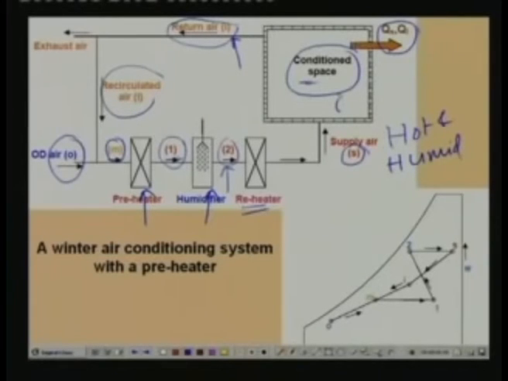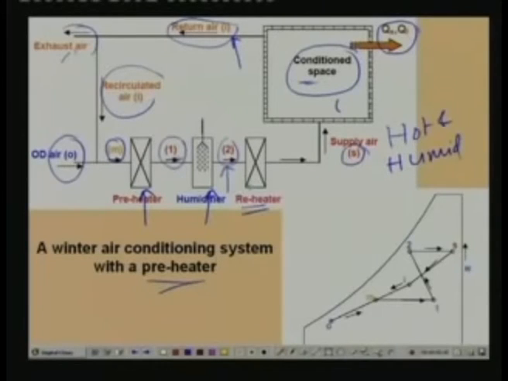Some amount of return air is thrown out. This amount is equal to the outdoor air which is required for ventilation purposes, and the remaining amount is recirculated. Again the recirculated air comes here, it mixes with the outdoor air, and again the mixed air flows through the preheater, humidifier, reheater, etc. The cycle continues. So this is one typical winter air conditioning system which uses a preheater.